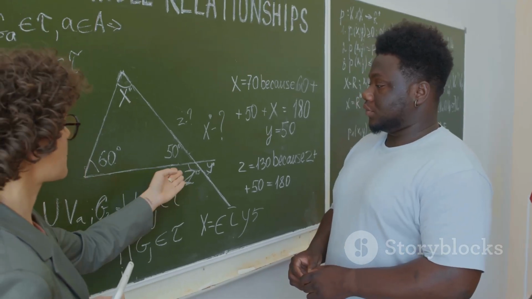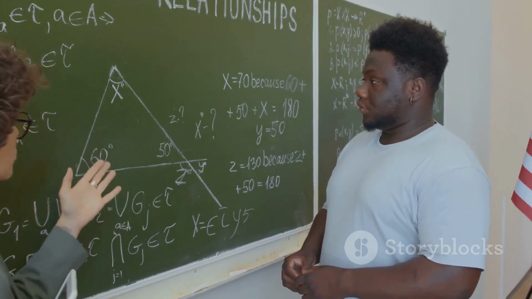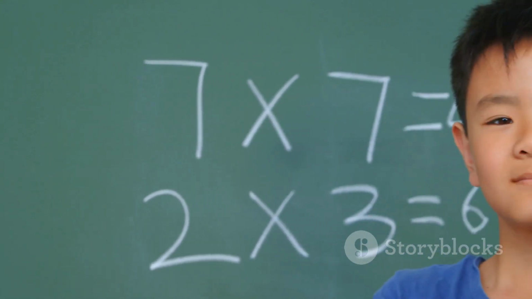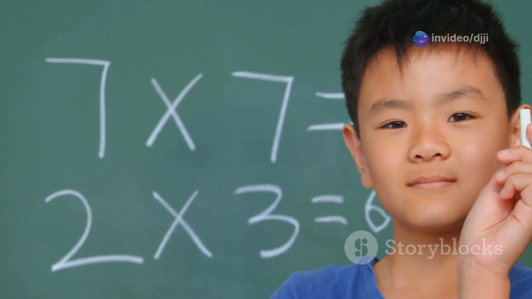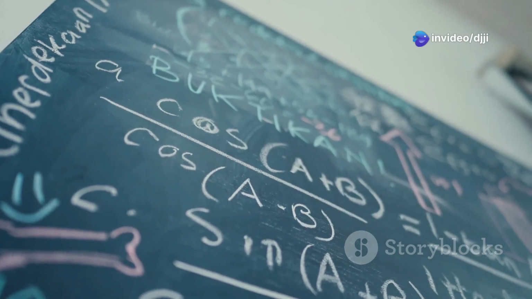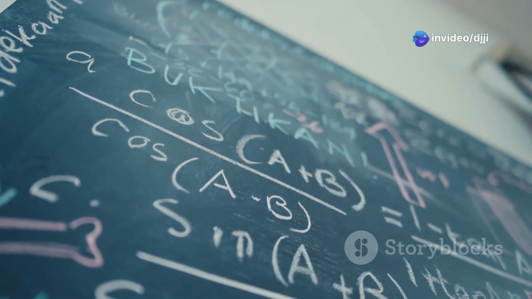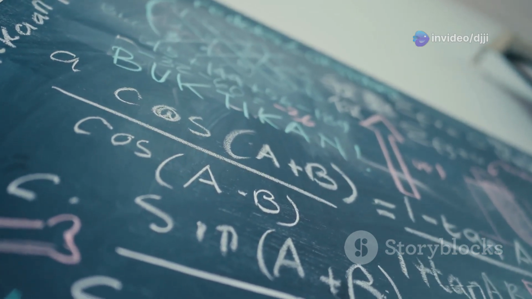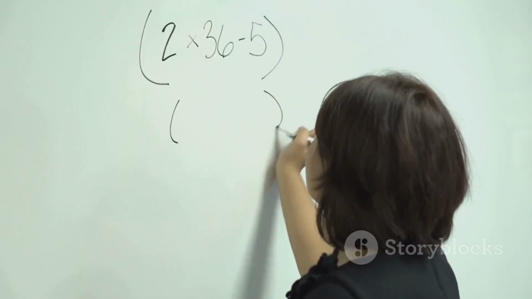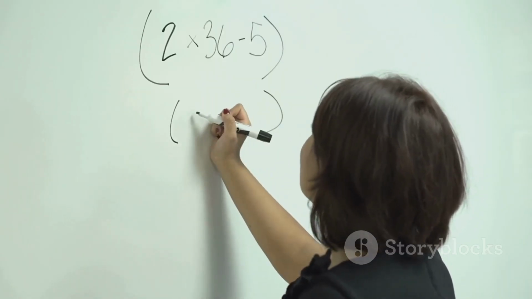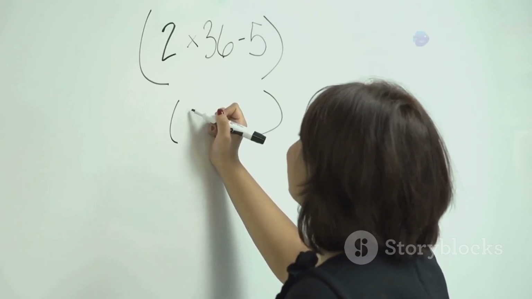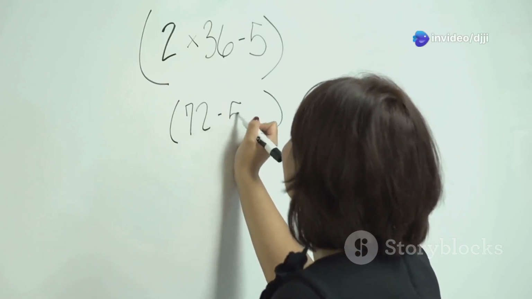We also encounter cube roots, fourth roots, and so on. For example, the cube root of 8 is 2 because 2 times 2 times 2 equals 8. Radicals are used extensively in various mathematical concepts including algebra, geometry, and calculus. Understanding how to simplify and manipulate radicals is crucial for solving equations, simplifying expressions, and working with advanced mathematical concepts.